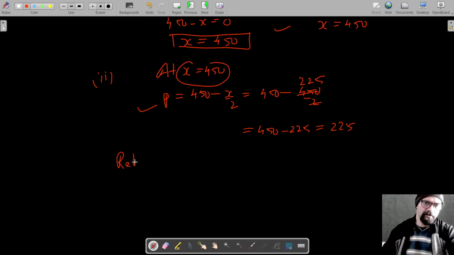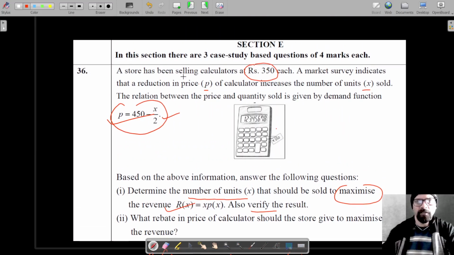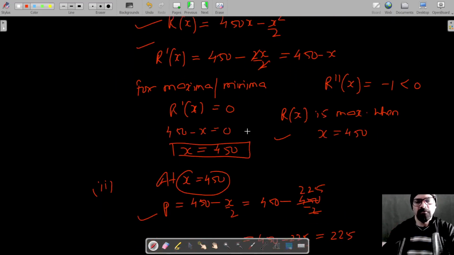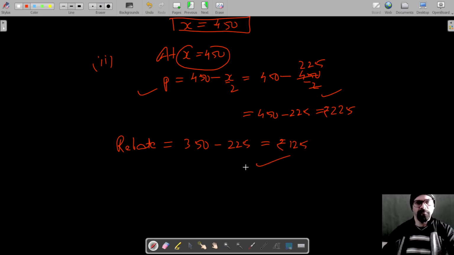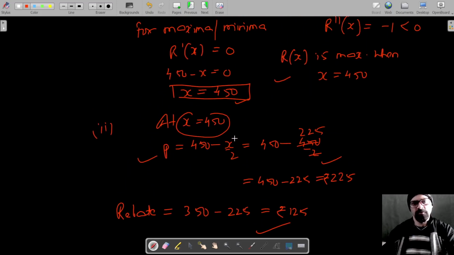And let's check what rebate this store is going to offer. Initially this store was selling calculators at rupees 350 each. Now it has reduced the price to 225. The rebate is a discount offer. So 350 minus 225 gives us rupees 125. So they have to reduce the price by 125 to get the maximum revenue, and the number of units the store should sell is 450.